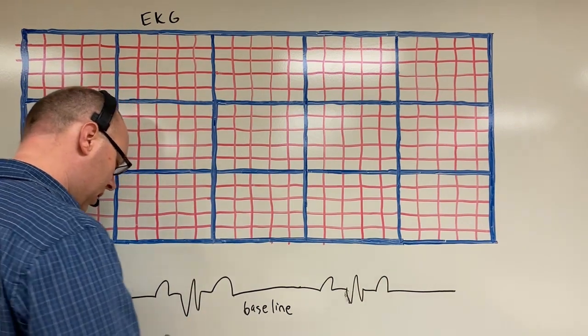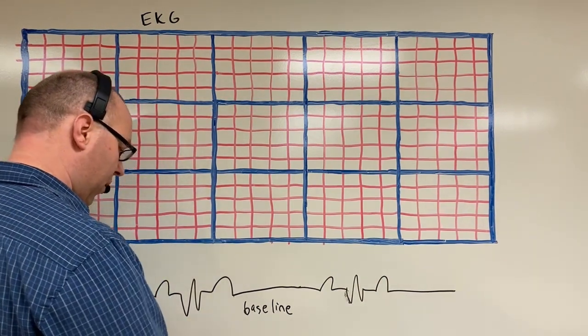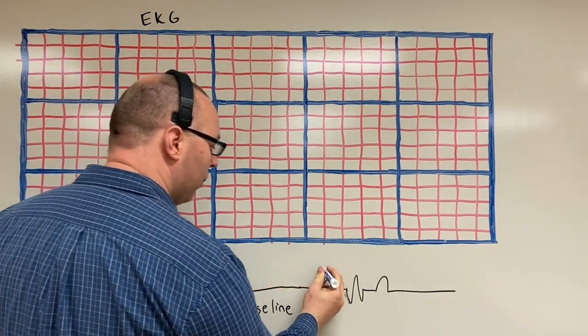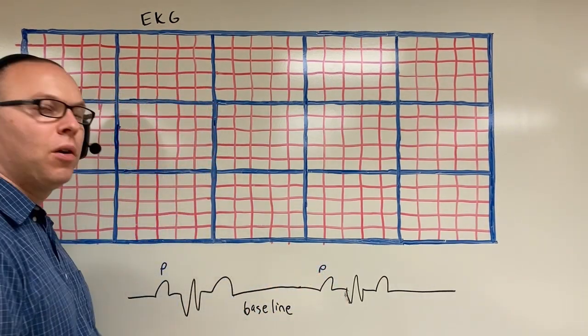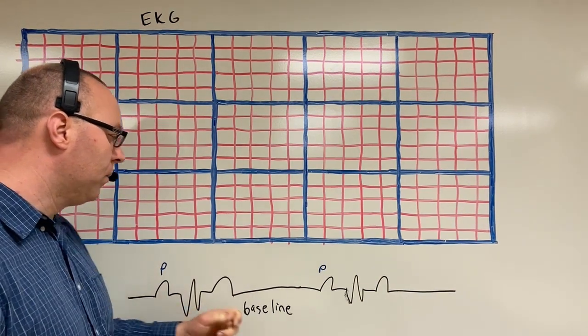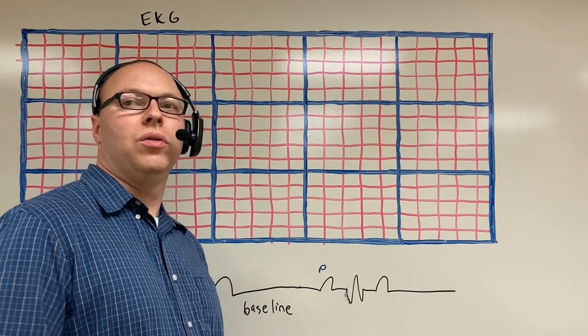The next thing we have is our P wave over here. Our P wave is when the top part of the heart contracts. And that top part of the heart is called the atria. The top part of the heart is contracting, then the top part of the heart goes through another beat.